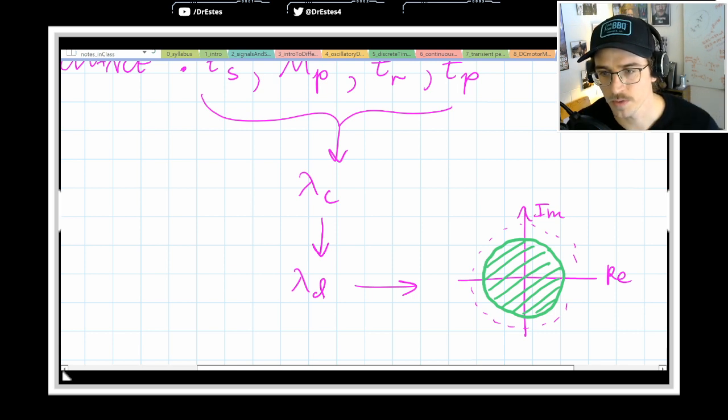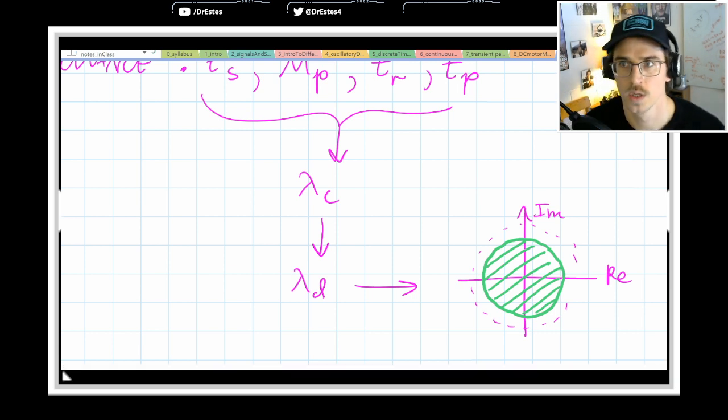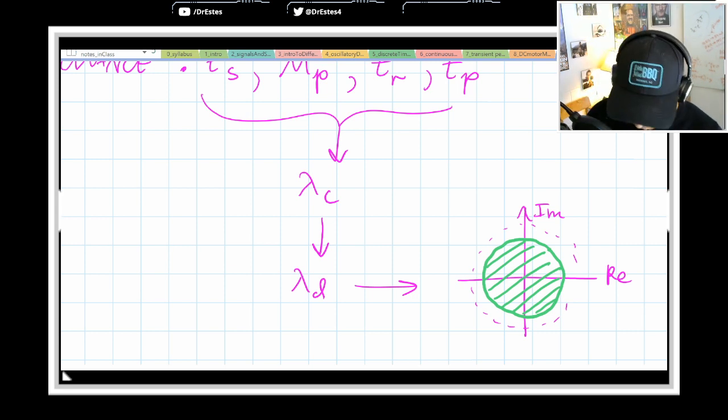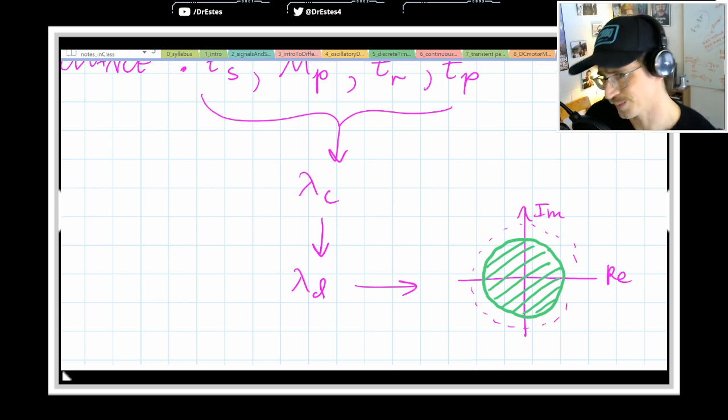Why did you say that we needed to convert the continuous to discrete? I think we talked about that. Because we do everything in the discrete domain, we need discrete roots. We're not satisfied with continuous roots.